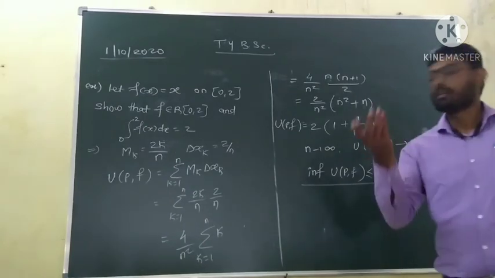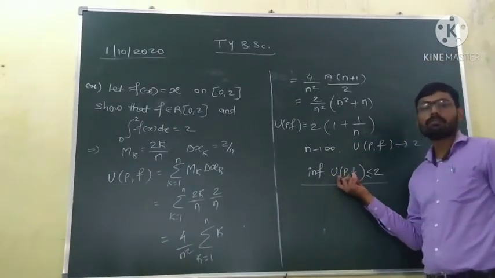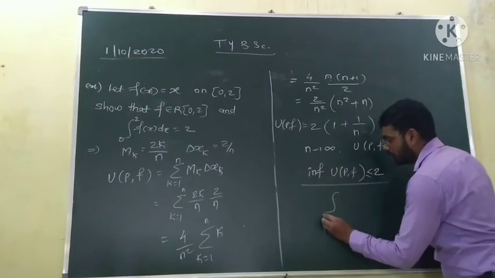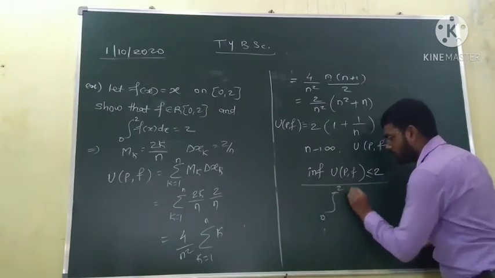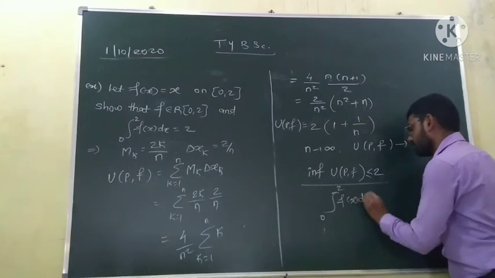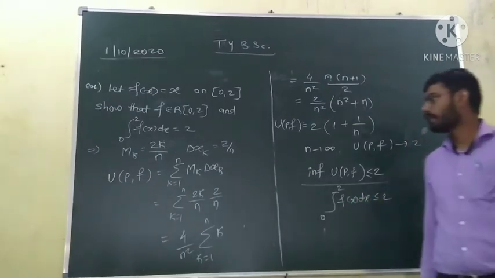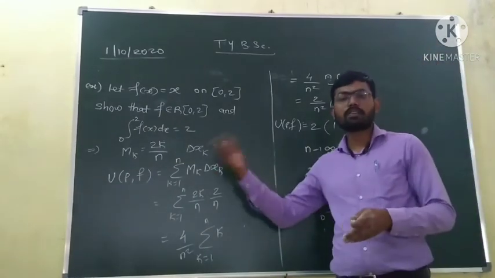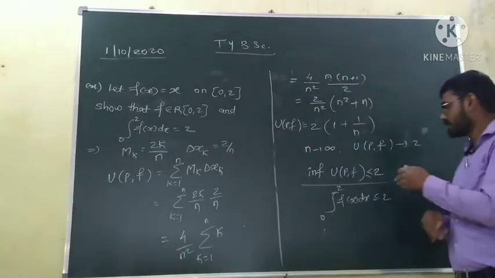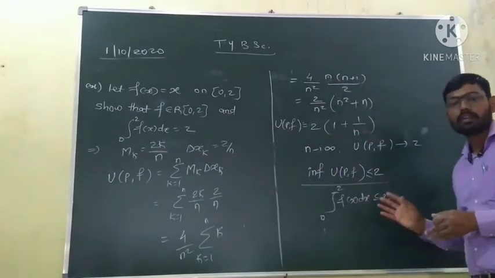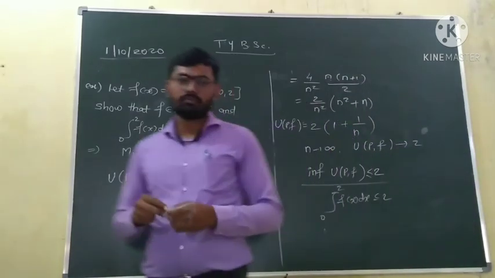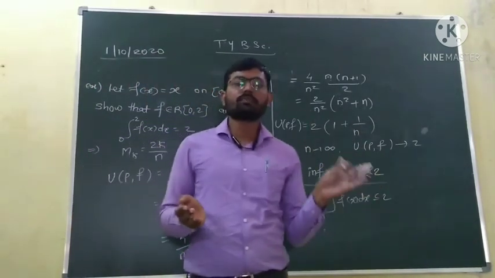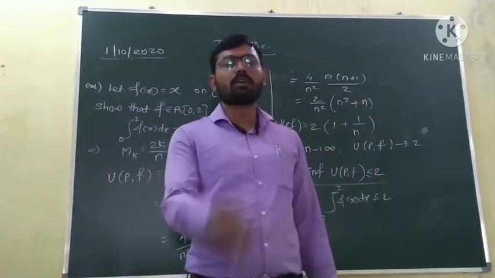So what is the infimum of the set of upper sums? The infimum of the upper sum is nothing but the upper integral. That is, our upper integral from 0 to 2 of the function is less than or equal to 2. So we have calculated the lower integral and upper integral. We calculated previously that the lower integral is greater than or equal to 2. Now we are showing that the upper integral is less than or equal to 2. What we observe is that the lower integral is greater than or equal to 2 and the upper integral is less than or equal to 2.